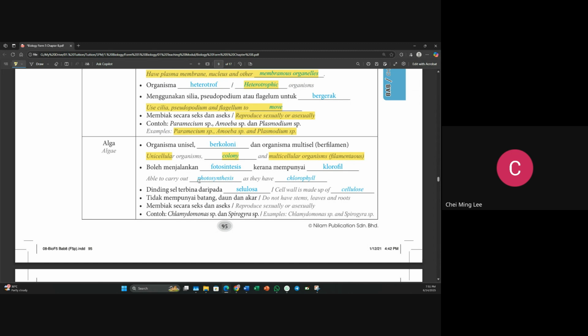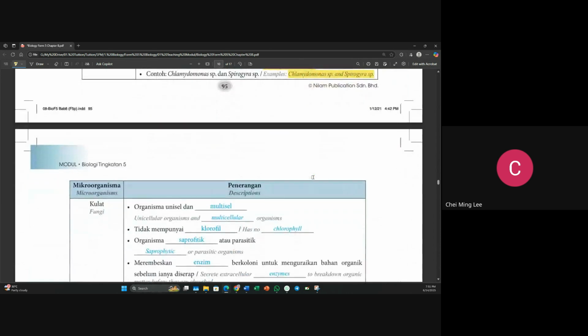So they are able to carry out photosynthesis because they have chlorophyll. Okay, they have cell wall made up of cellulose. Do not have stem, leaves, and root because they are just cell only. Okay, it can reproduce sexually or asexually. For example, Chlamydomonas and Spirogyra.